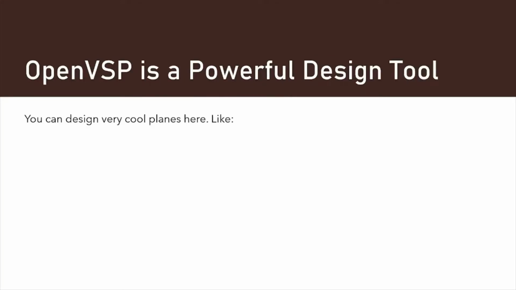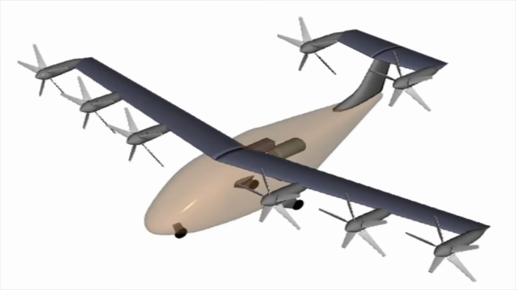So, again, as I mentioned, OpenVSP is a powerful design tool. So, you can design very cool planes in it. Like, for example, this tilt rotor aircraft concept. So, you've heard a lot about urban air mobility, right? That's the next new hot thing in aeronautics. So, this is a tilt rotor aircraft designed for urban air mobility or advanced air mobility. I believe we're trying to figure out which term to use, and this was designed at NASA Langley Research Center.